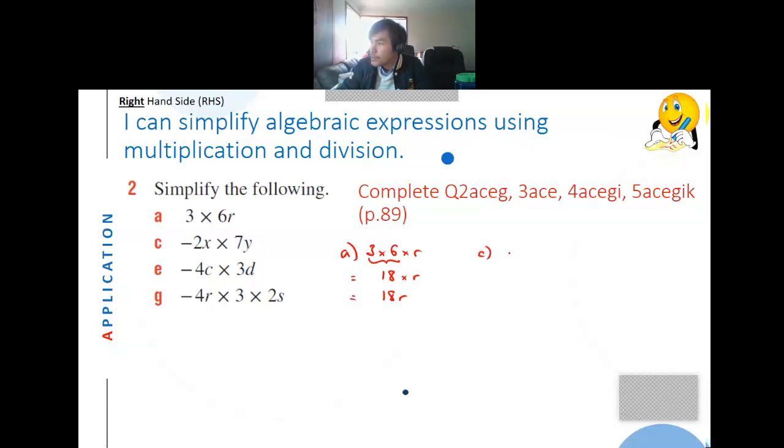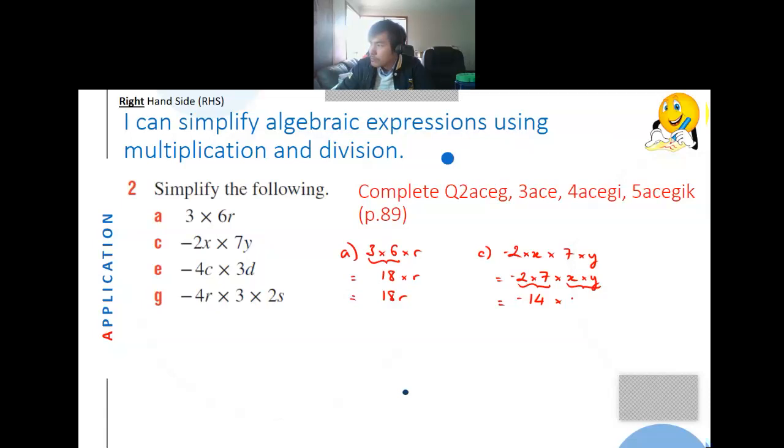Next we've got -2 times x times 7 times y. What we are going to do is group the -2 and the 7 together, and the x and the y together. So group these and group these. The numbers first: -2 times 7, well, negative times a positive is a negative, and 2 times 7 is 14. So we have -14.